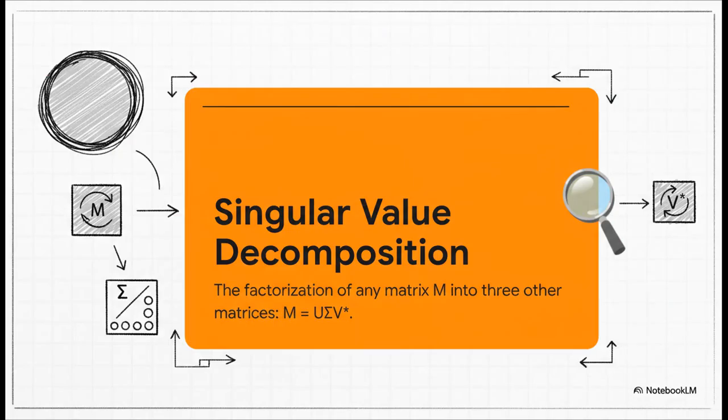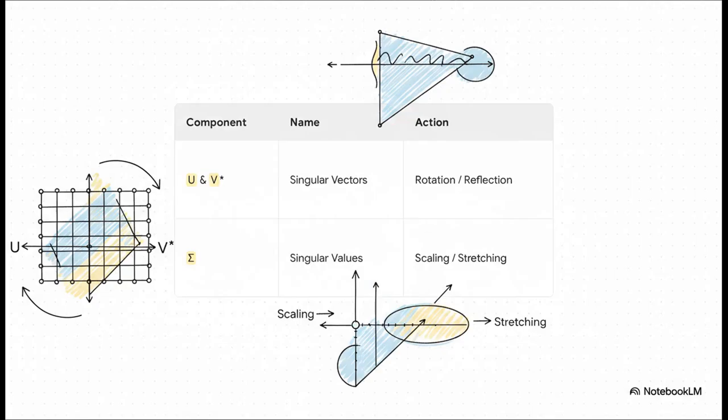Okay, so now that you've got that picture in your head, let's put the official name and formula to it. Any matrix, we'll call it M, can be broken down or factorized into 3 other matrices, U, sigma, and V transpose. This famous little equation is the mathematical blueprint for that whole rotation, scaling, rotation process we just walked through. And let's break it down. It's really simple. The U and the V matrices, those are your singular vectors. All they do is handle the rotations.